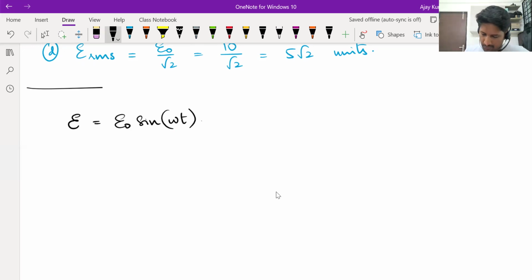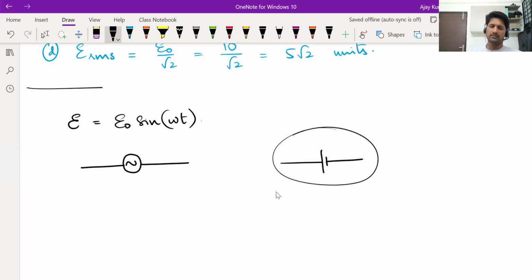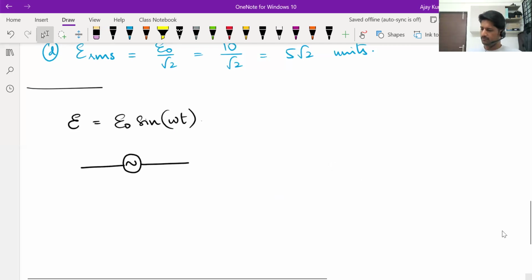And the circuit symbol for alternating EMF is this, just a wave symbol inside a circle. Okay. This indicates alternating voltage. This indicates direct voltage, meaning constant voltage. Till now, for batteries, we used to use this because a battery maintains a constant EMF. So for alternating voltage, we'll be using this.